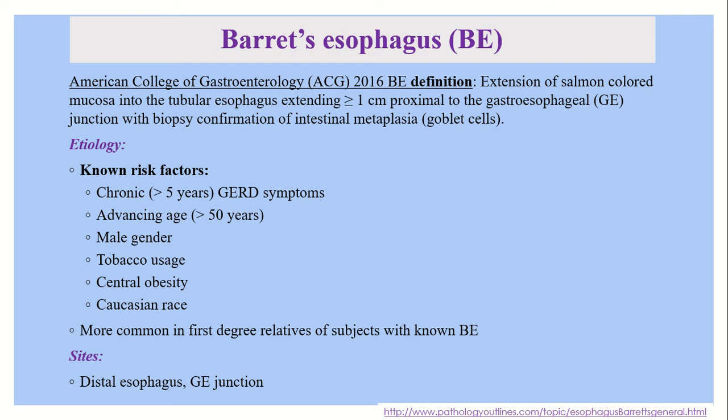The risk factors for Barrett's esophagus are chronic, more than 5 years, gastroesophageal reflux disease symptoms, advancing age, more than 50 years, male gender, tobacco use, central obesity, and Caucasian race. It is most common in first degree relatives of subjects with Barrett's esophagus. It is located especially in the distal esophagus and the gastroesophageal junction.